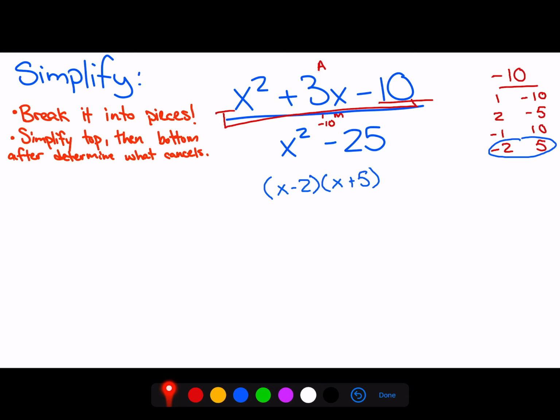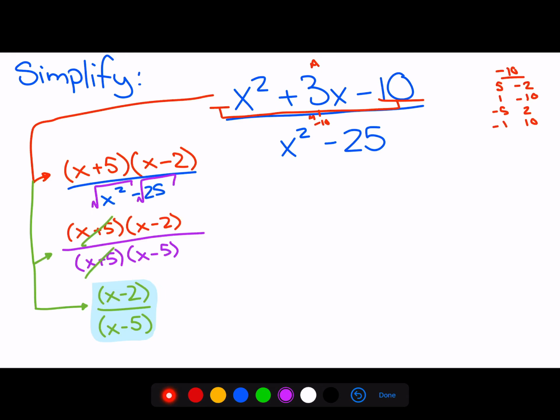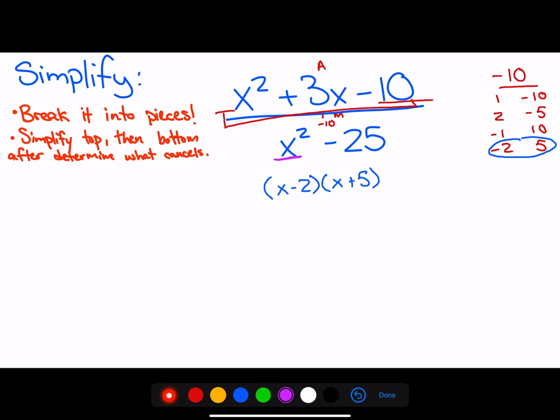Then on bottom, we have a difference of squares. So in this case, my a value is x, my b value is 5. And since it's difference of squares, the signs need to be switched. So it'd be x plus 5 times x minus 5. So again, opposite signs, and since it's difference of squares, it's going to be the same bubble, just opposite signs.